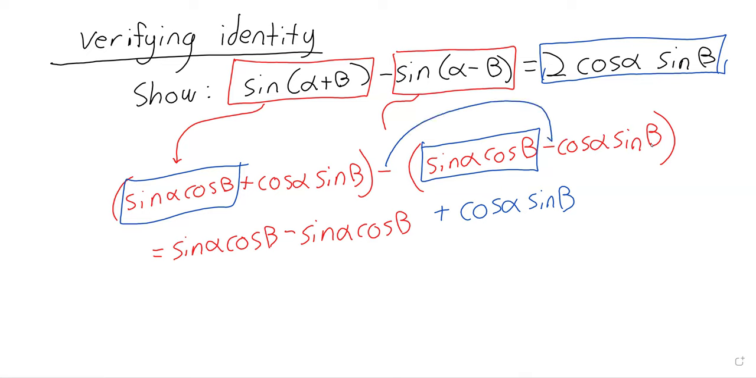And now this subtraction is going to distribute and everything works out just the way it should. Our sine alpha cosine betas go away, and we wind up with 2 cosine alpha sine beta, precisely the way we want, precisely what we wanted to have. So we started on the left and we messed around and we ended up with the term on the right, which is how verifying identities ideally should go.